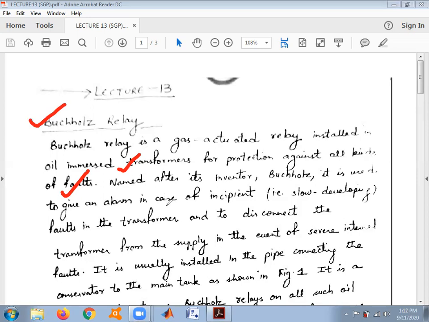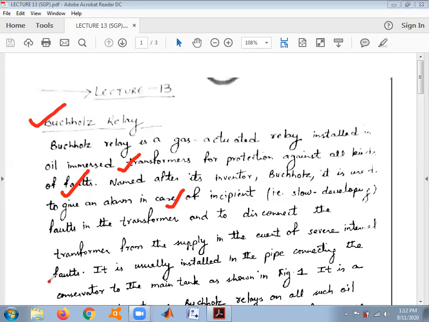इट इज यूज टू गिव एन अलार्म इन केस ऑफ इंसिपेंट और स्लो डेवलपिंग. ठीक है. कोई भी स्लो डेवलपिंग फॉल्ट अगर अकर हो रहा होगा इनसाइड द ट्रांसफार्मर, बक्कल्स रिले जस्ट गिव्स एन अलार्म सिग्नल for the faults in the transformers. Or in the case of major faults, Buckholz relay disconnects the transformer from the supply through the use of a circuit breaker.